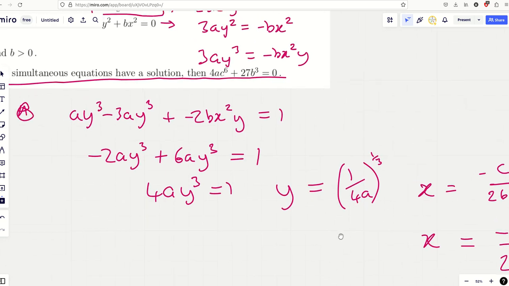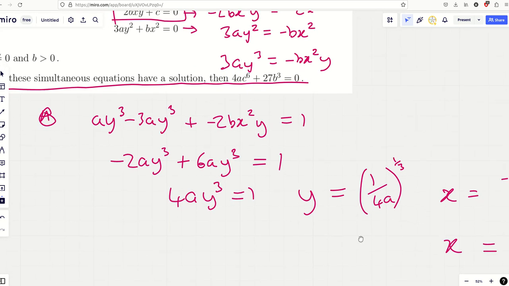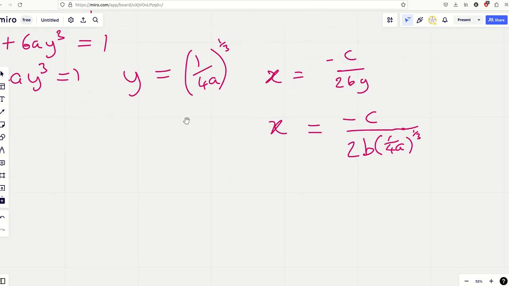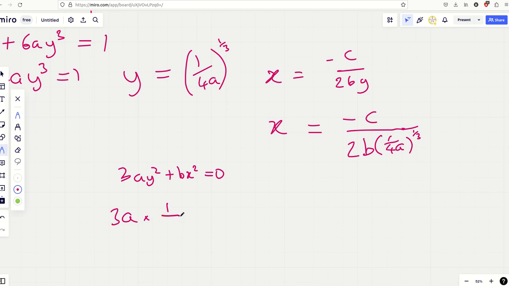Okay, so all we've got to do now is plug it into that third one: 3ay squared plus bx squared equals 0. Let's write that down. 3ay squared plus bx squared equals 0. And so I've got 3a times... I'm going to just leave the 1 alone actually and write that as 4a, and then I can write that to the power of 2/3. Yeah, 1 to the power of anything is 1, so I've just done it like that. Okay, plus b times x squared.